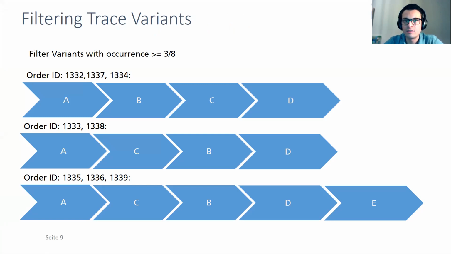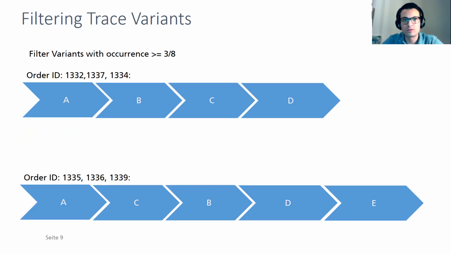And the idea is that you can specify a list of variants that you would like to retain. So, for example, if I'm interested in retaining all variants in this example that occur at least 3 out of 8 times, then we all agree probably that the middle trace, I will show that again.